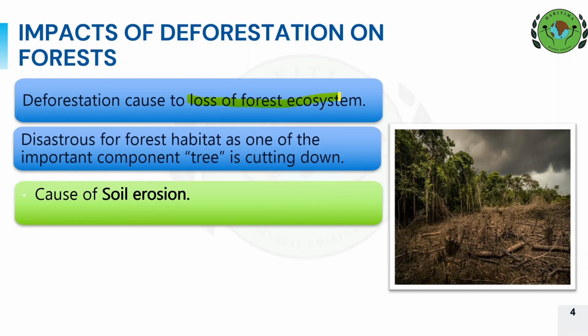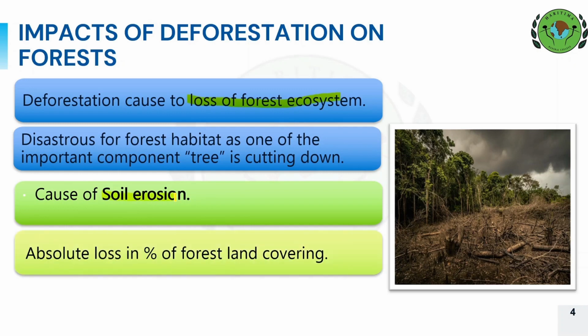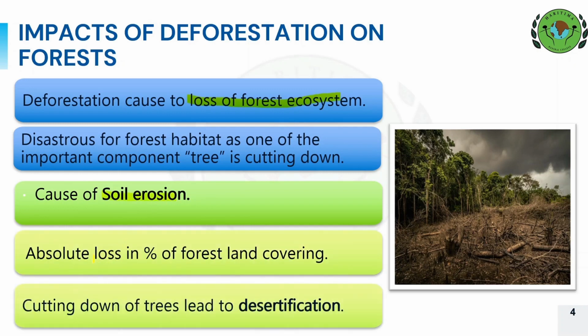Roots hold soil particles, preventing their loss, and hence deforestation will lead to soil erosion. Loss of natural vegetation cover puts pressure on land, changing its soil chemistry and hydrology, resulting in desertification.